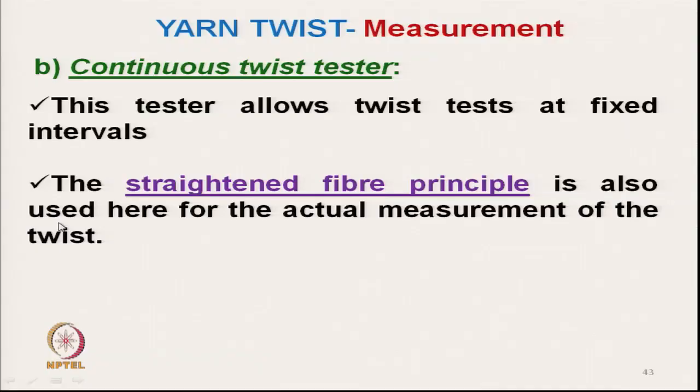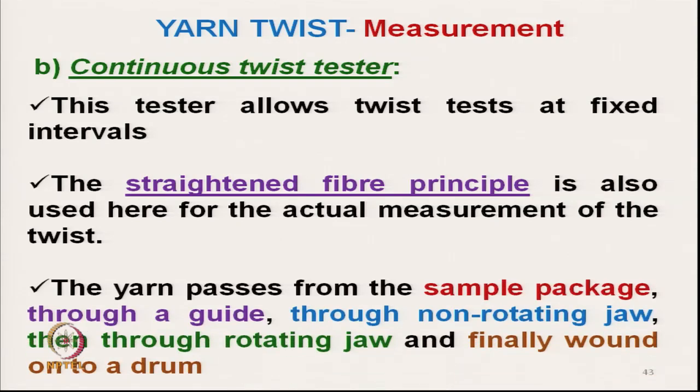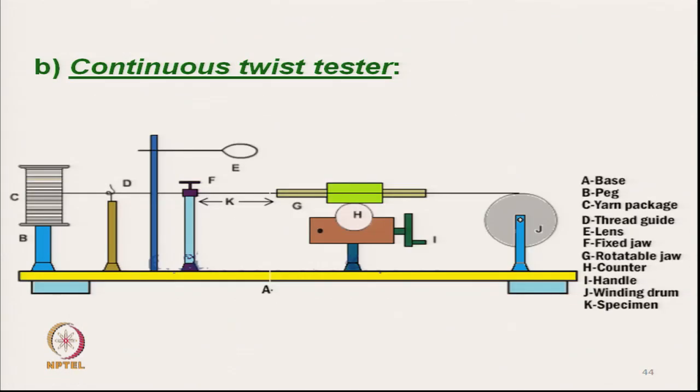Okay. The straightened fiber principle is also used here. So, we use the same principle as we have used earlier. The yarn passes from the package through a guide, through a non-rotating jaw, through a rotating jaw, and finally, it is wound on a package, on a drum. So, this is the principle.